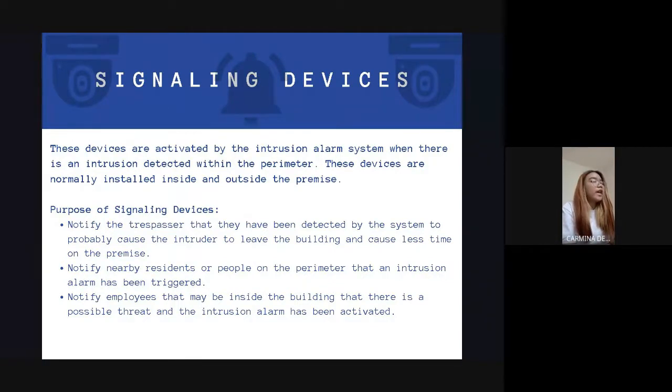Second is to notify nearby residents or people on the perimeter that an intrusion has been triggered. And lastly, to notify employees who may be inside the building that there is a possible threat and the intrusion alarm has been activated.